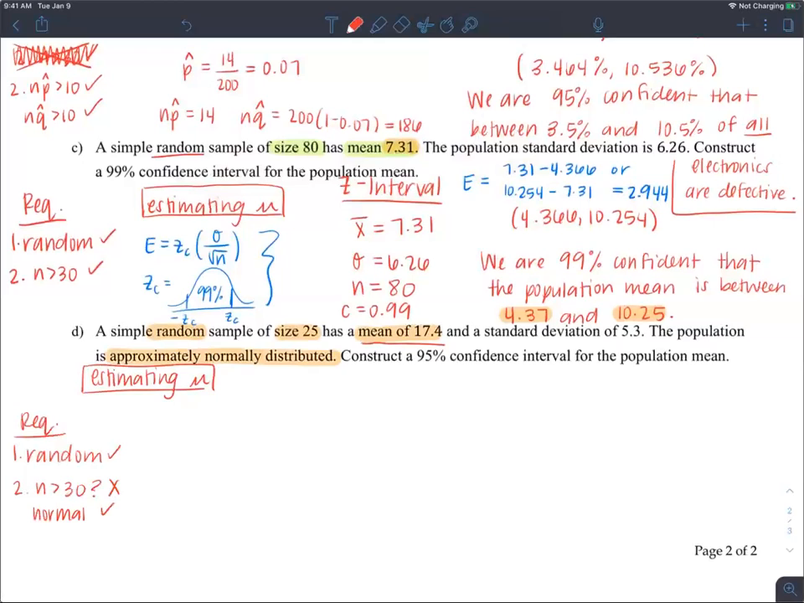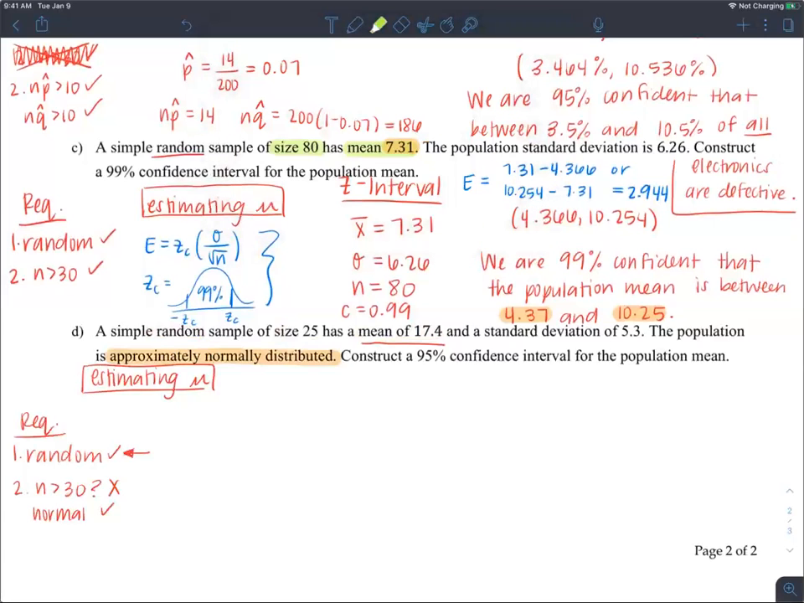Since we're doing everything online now, it should always say random, so that's never a reason to stop doing a problem. But this might be a reason to stop. If one of these two things is not satisfied, then your answer should be, we can't solve this, we can't use the properties of the normal distribution. So let's keep reading the problem and figure out if we're going to use z interval or t interval. I'm going to restart this sentence because you have to read it very carefully.